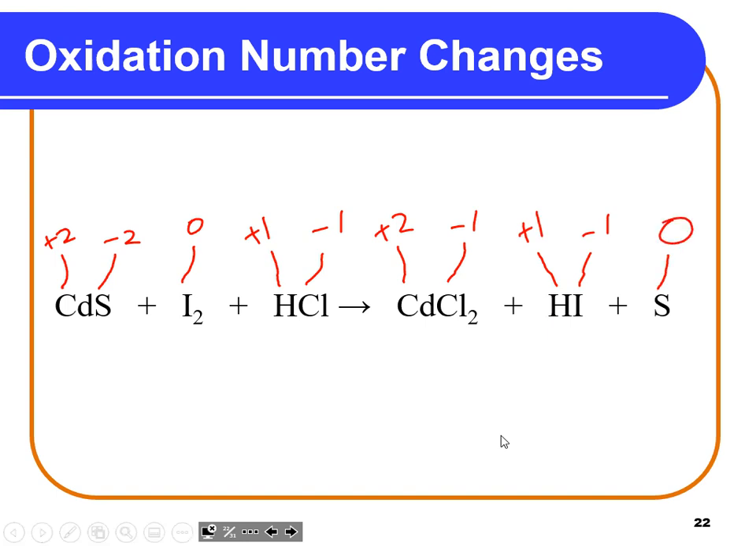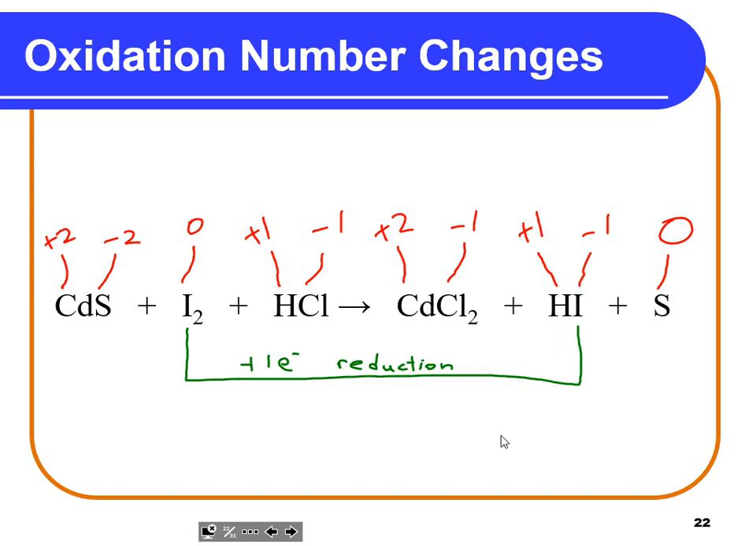So, like I said before, most of the time when I have a 0, that's going to change. So I'm going to connect my iodines right there. Iodine went from a 0 to a -1. So it has gained 1 electron. So gaining electrons, Ger, is reduction. Gaining electrons is reduction.